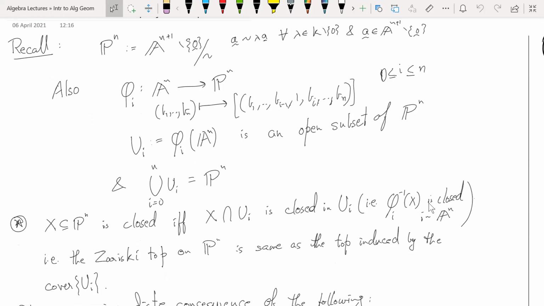We know that these Ui's cover the whole of Pn, because for every point of Pn, let's say (a0,...,an), one of these ai's has to be non-zero. So let's say ai is among a0 to an.